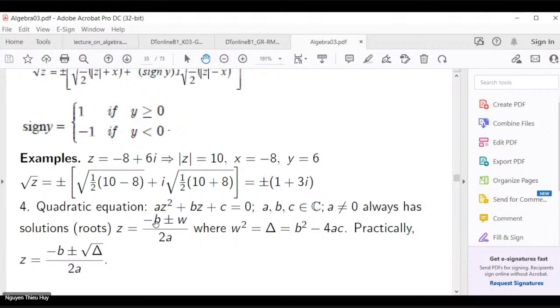So you have z equals minus b plus or minus w, where w is the square root of delta. Delta is b square minus 4ac, right? Because the square root of delta is of course plus or minus w. So I just write it here, but this seems difficult to remember. Therefore, practically you can remember it this way: z equals minus b plus or minus the square root of delta, over 2a.